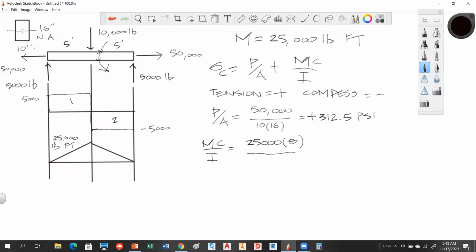Yep. So the other thing we need is I, and I is defined as what? 1/12 the base, which is 10, times the height cubed. So this will give me the bending stress at that point, okay? So let's see what we come up with. Be careful when you do the math here.